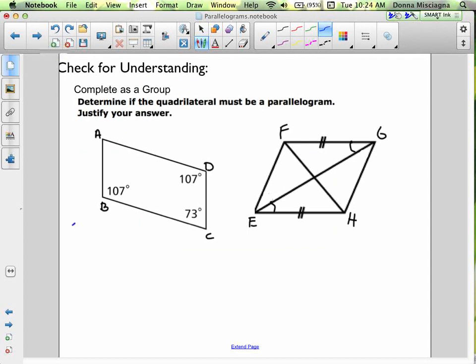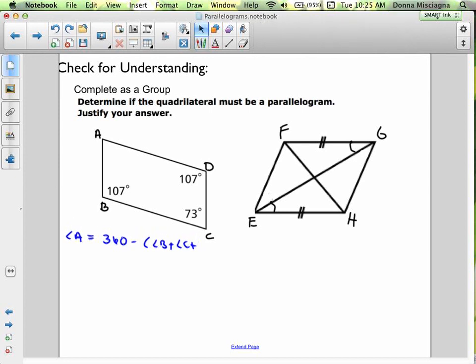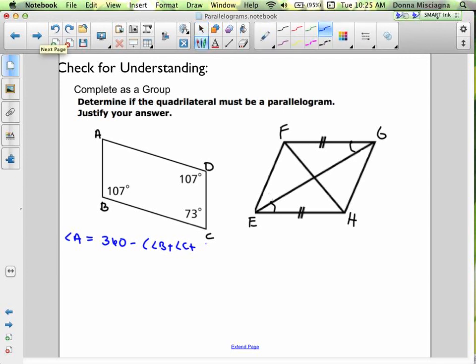So that means angle A is equal to 360 minus angle B plus angle C plus angle D. Let me move this down here. All right, so angle A is equal to 360 minus, so angle B is 107, and then angle C is 73, angle D is 107. And actually, you know what?